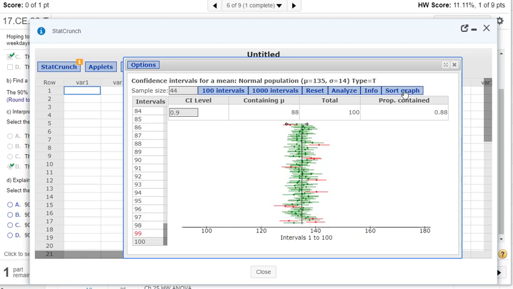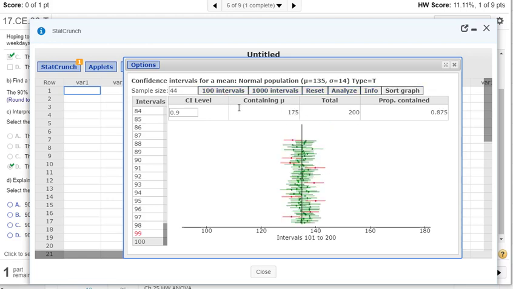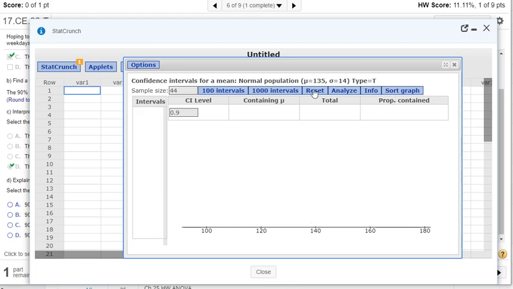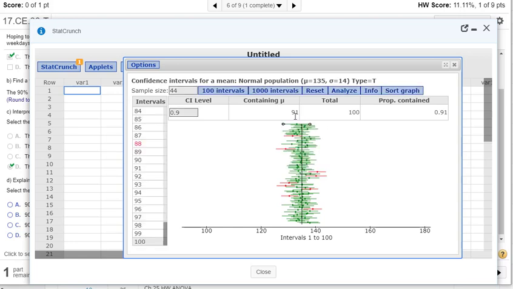If I sort this, it looks a little better. Some overshot it, some undershot it, and did not contain the mean. Let me do it again. Another 100 intervals. Actually, let me reset it so you can see what's going on here. 100 intervals. This one, 91 contained the mean. And 9 of them didn't, so about 91%.